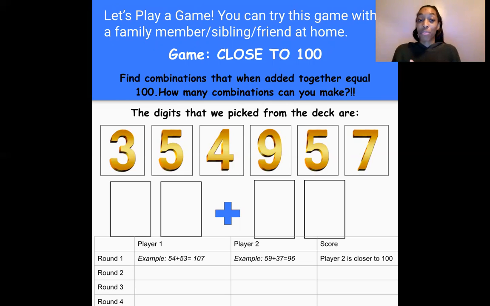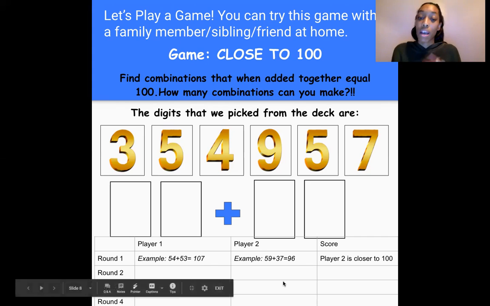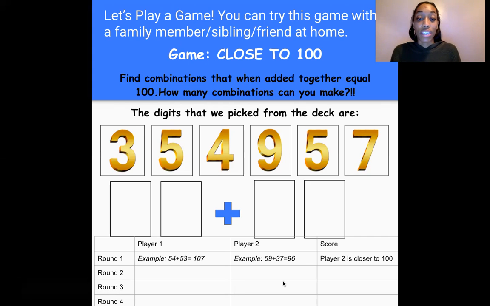Okay, here's an example. 54 plus 53 equals 107. That's the combination that player 1 made. While player 2 made the combination 59 plus 37 equals 96. That's also close to 100. But player 2 won this round because 96 is only 4 ones away from 100, while 107 is 7 ones away from 100. Okay? So you could play this now, or you could play it later.